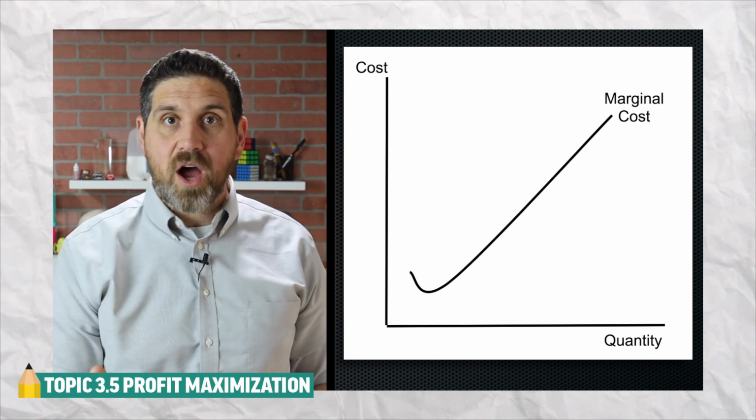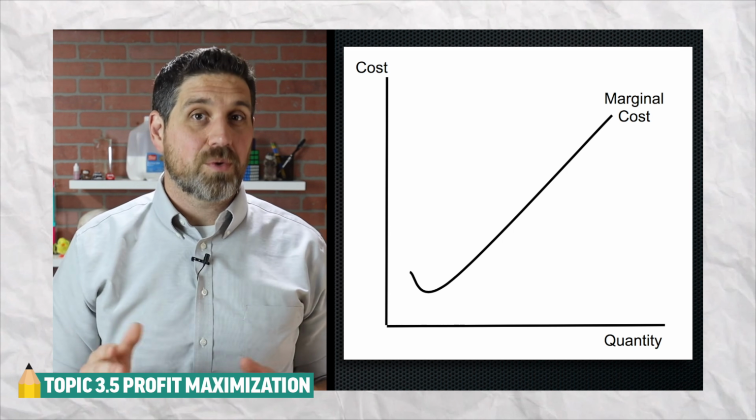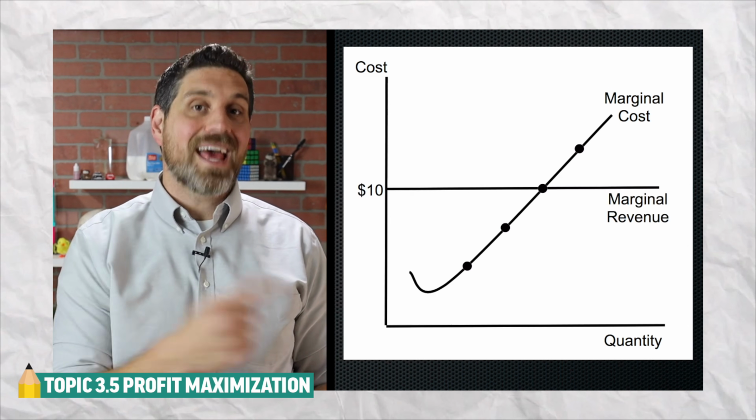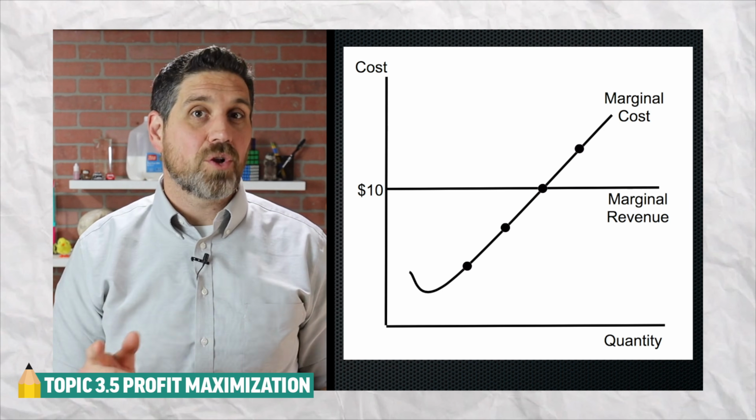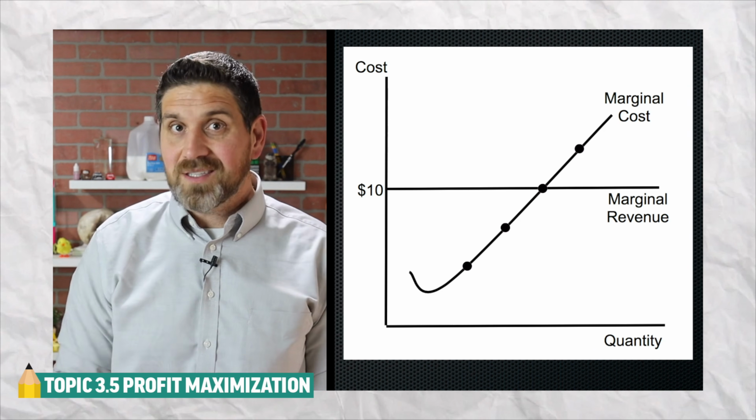Here's the marginal cost curve that you learned earlier. Notice it goes down and up because of the law of diminishing marginal return. And let's assume that you can sell every single pizza for $10. So the price is $10, and that's the same as the marginal revenue. Which makes sense if the price is $10 and the additional revenue that you get from each pizza is $10.